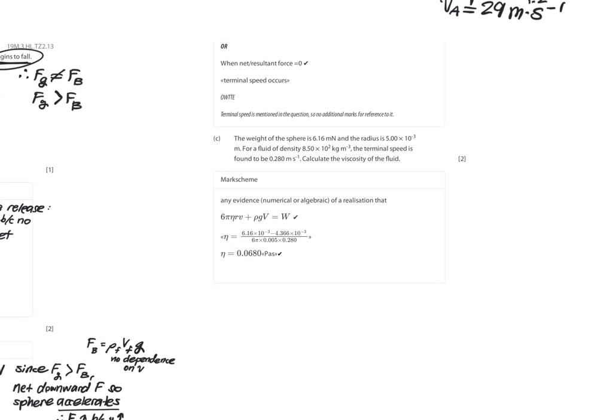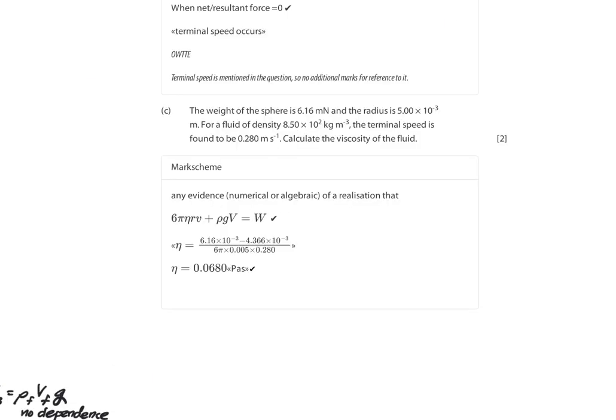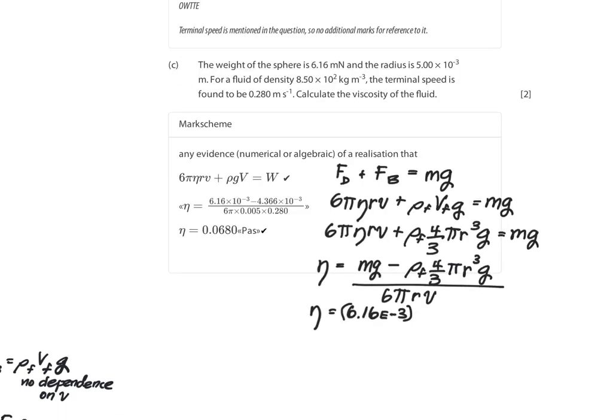Is there a C? There is a C. Yeah, C actually uses the derivation we just did. The drag plus the buoyant force equals the weight, gives some numbers, and it says calculate the viscosity of the fluid. Just noting here for my derivation for mg, I'm putting in the weight that was given of the sphere. I'm not using the mass because they didn't give me the mass, they gave me the weight. So for mg, I'm putting in the 6.13 millinewtons that they gave me.